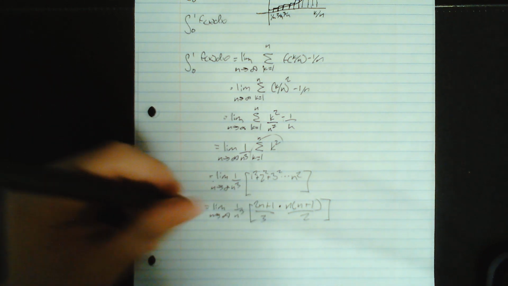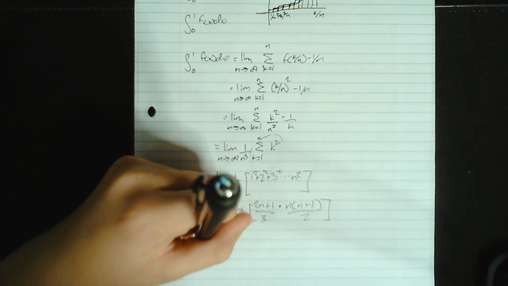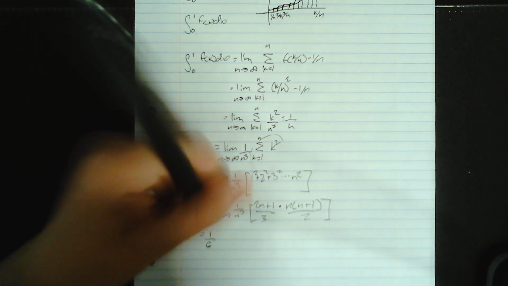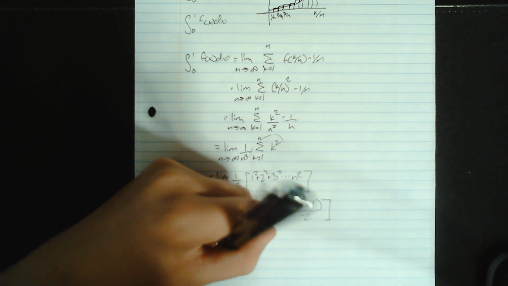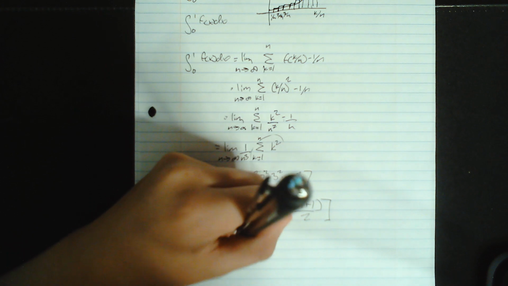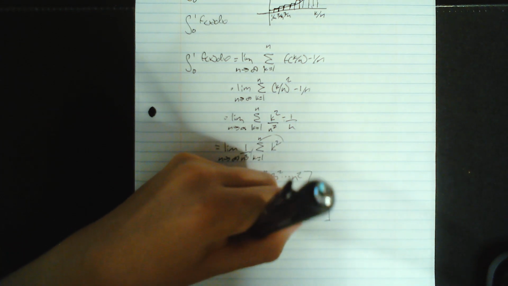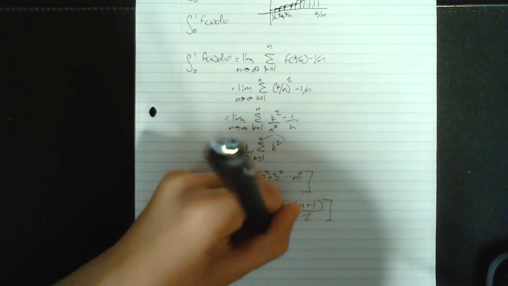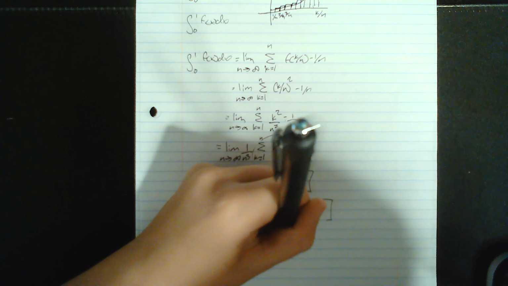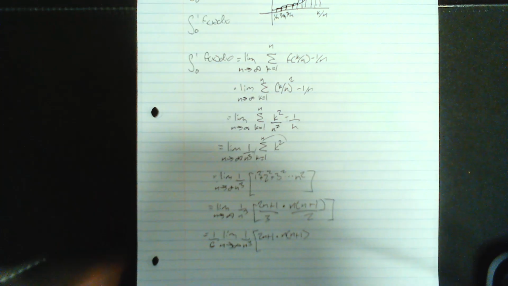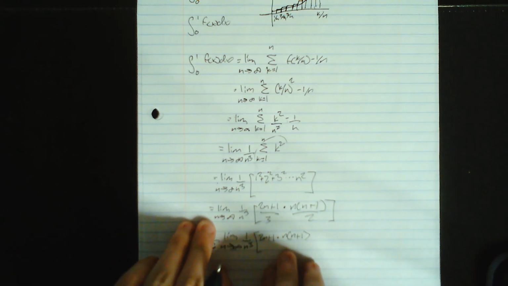Now we're going to bring out these over 3 and over 2's. So we have 1/6 the limit as n goes to infinity of 1 over n cubed. Then we just write it with that: n times 2n plus 1 times n plus 1. Simple as that. Close bracket.